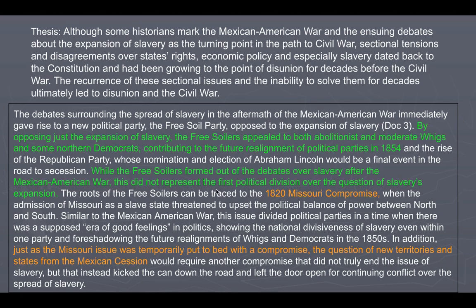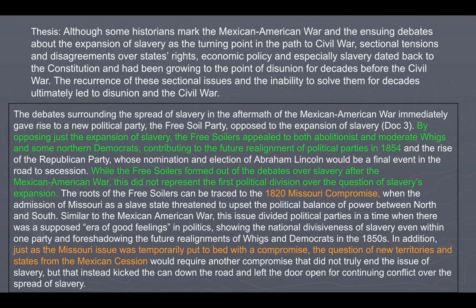The roots of the Free Soilers can be traced back to the 1820 Missouri Compromise, when the admission of Missouri as a slave state threatened to upset the political balance of power between North and South. Similar to the Mexican-American War, this issue divided political parties in a time when there was supposed to be an era of good feelings in politics, showing the national divisiveness of slavery, even within one party, and foreshadowing the future realignments of Whigs and Democrats in the 1850s.